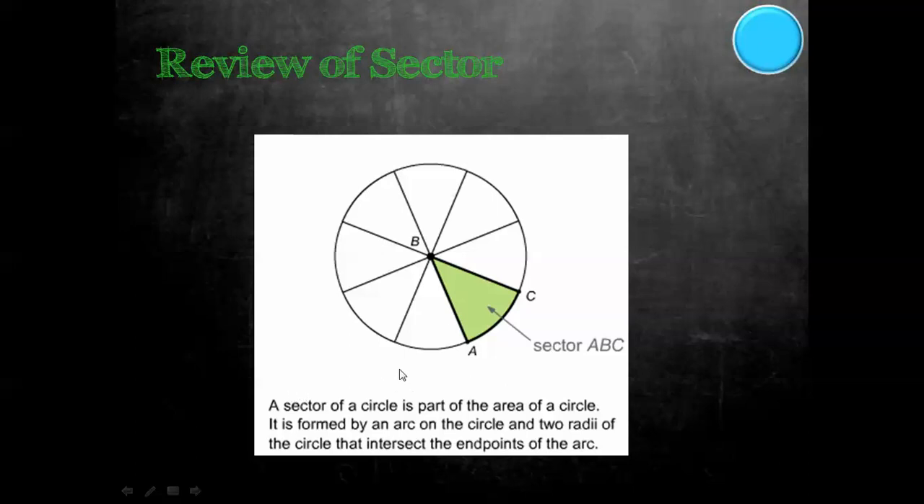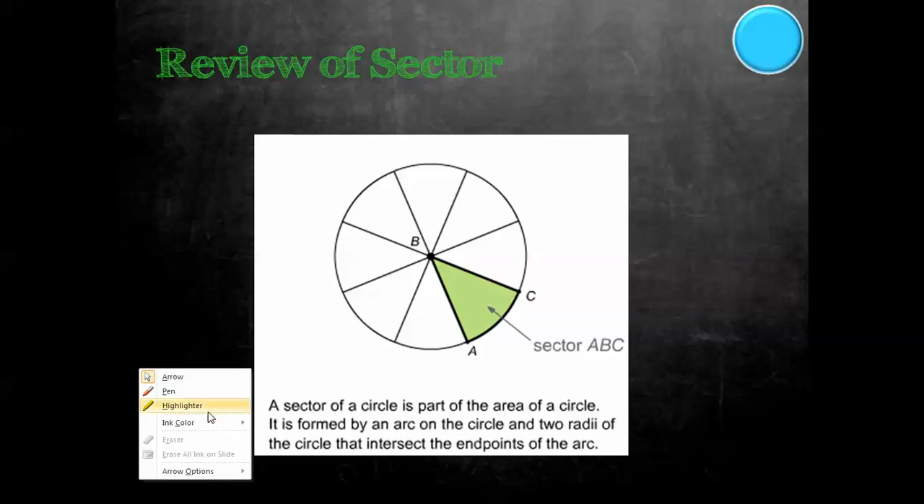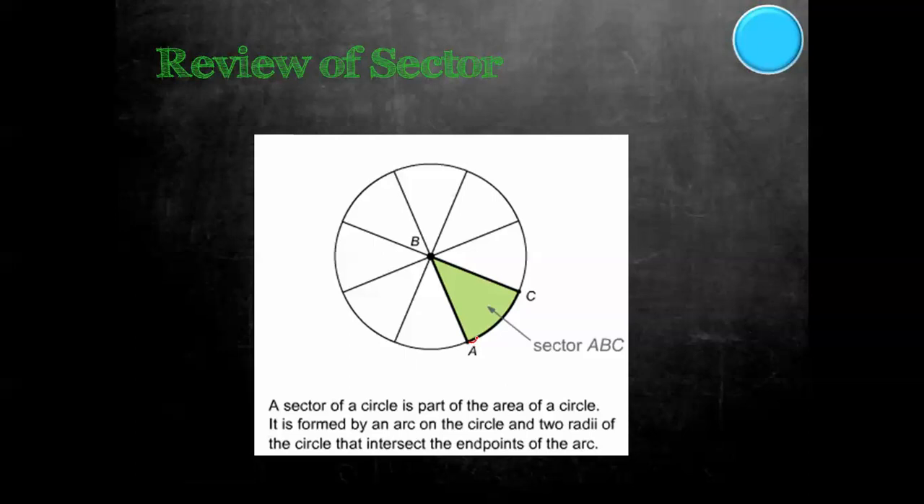Remember, the sector of a circle is part of the area of a circle. So this green area right here is formed by an arc on the circle and two radii of the circle that intersect at the endpoints of the arc. The arc is this part right here, AC, and then there are two radii, which is just the plural form of radius, and that forms the whole sector. So this whole green area is the sector.